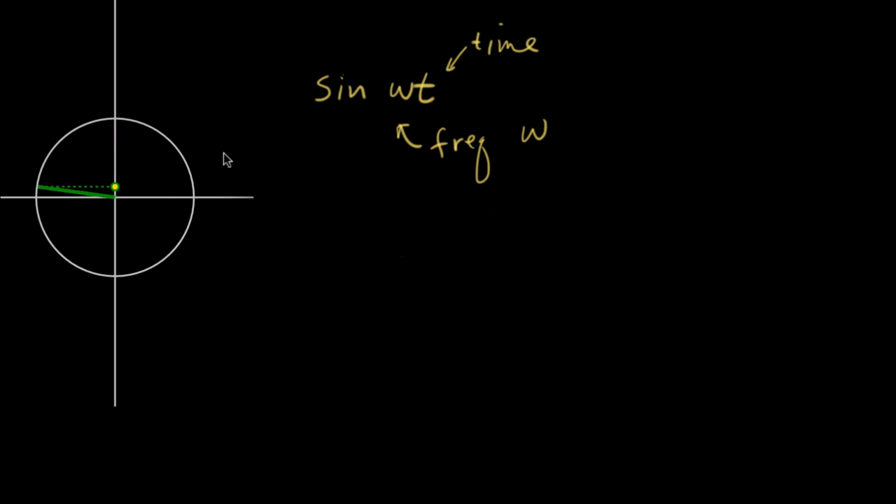And as the vector goes around and around, you can see that the projection on the y-axis is bobbing up and down and up and down. And that's actually going up and down in a sine wave pattern. So now I'm going to switch to a new animation, and we'll see what that dot looks like as it goes up and down in time.